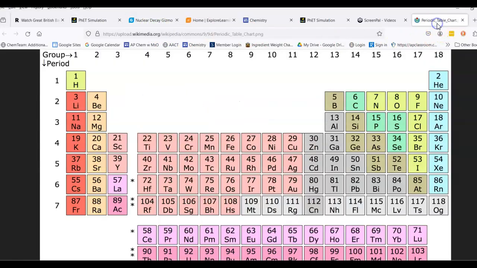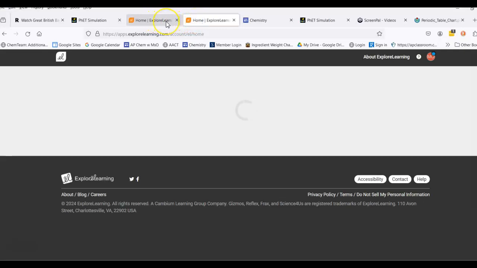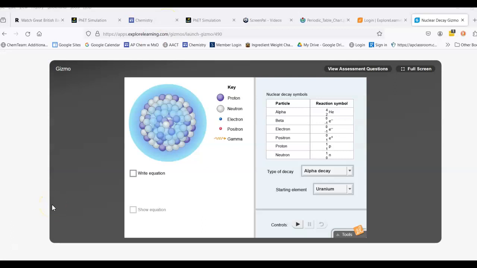So taking a look at uranium over here, 92 protons. Now we're going to take a look at alpha decay of uranium. Again, we've got a key here. I'm going to have the equation here. You can see that we're starting with uranium-238. And we're going to watch what happens inside this nucleus as it undergoes radioactive decay.